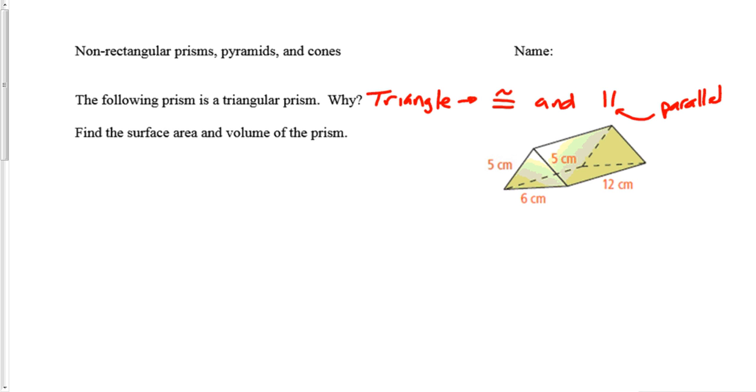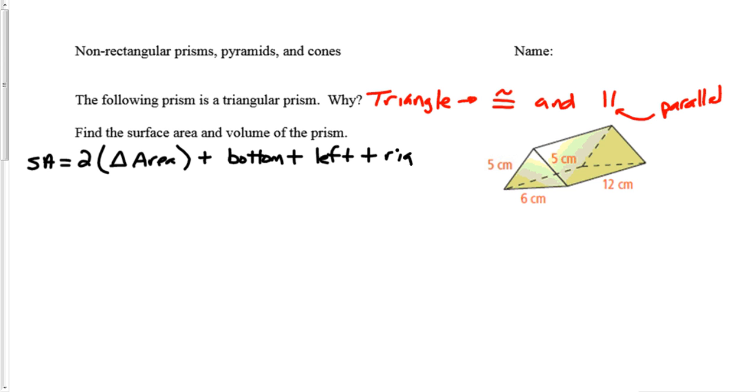So the first thing I need to do is work on my surface area. So my surface area is going to be the area of the triangle. And I have a front and a back, so I actually have two of those. So I have 2 times the triangle area. Then I have the area of the bottom. And then I have the area of the left. And then I have the area of the right.